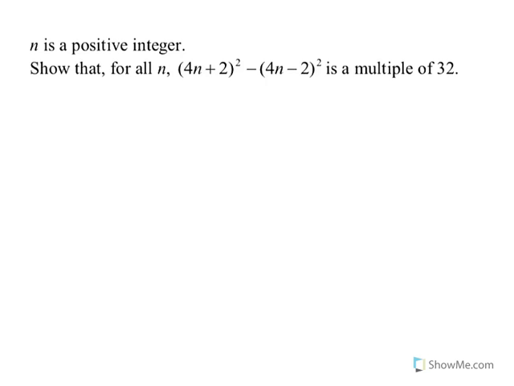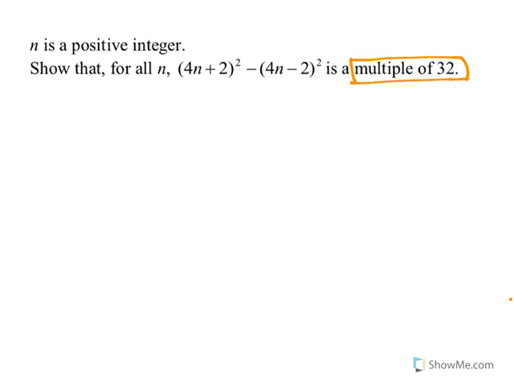So we can look at this question. n is a positive integer. Show that for all n, for (n + 2) bracket squared, this expression is a multiple of 32. Now before you do this question, the very first thing you have to understand is what it means by showing it's a multiple of 32.